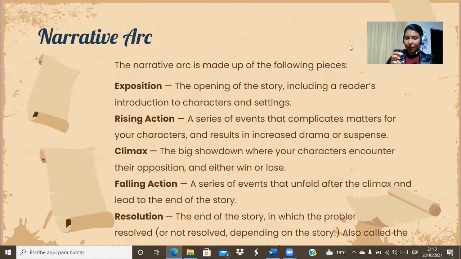develop a story. Then we have the falling action, that is when the tension is decreasing, like that series of events that unfold after the climax. When we are in the falling action, maybe you can guess how the story is going to end. Okay. And then we have the resolution, that is the end of a story, as I said before, in which the problem is resolved, or maybe it couldn't be, depending on the story.